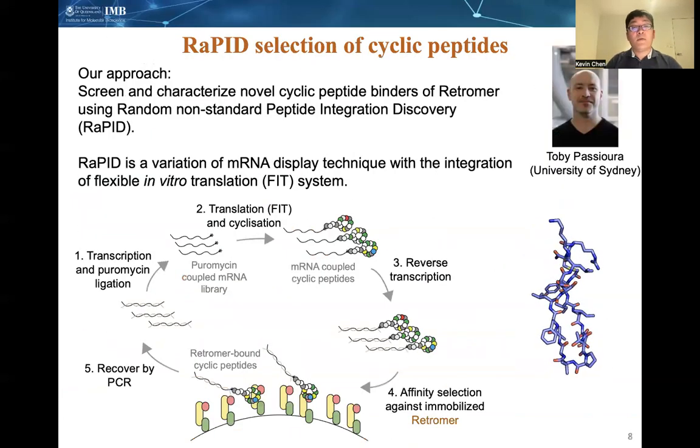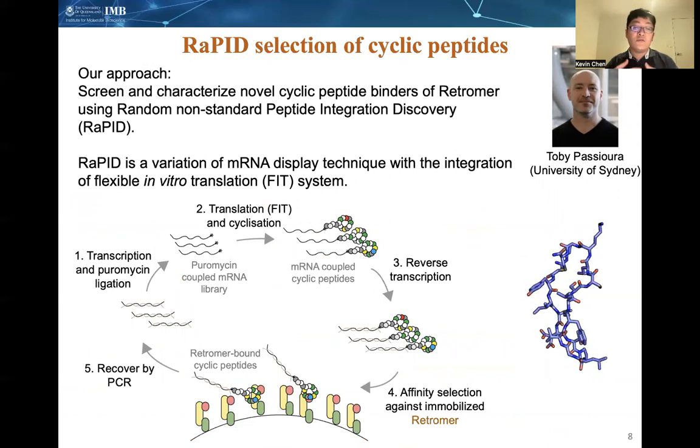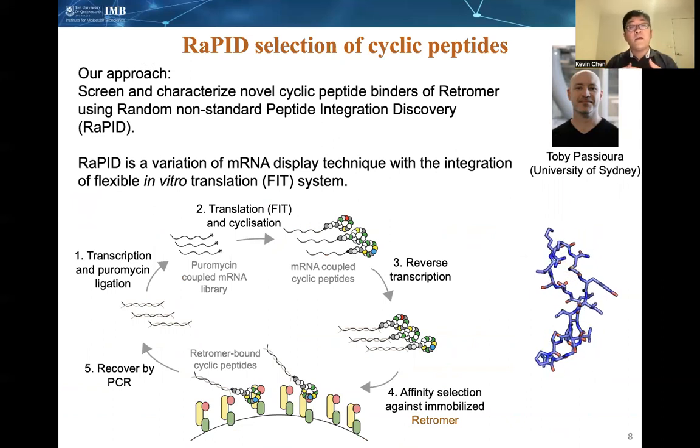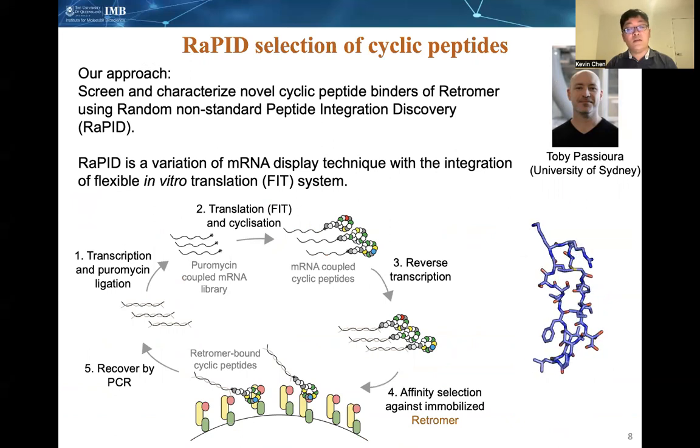So now we're just talking about how we actually start this project. Of course, the whole project is built on our previous knowledge of the retromer from our lab. Instead of going to a small molecule screening, we decided to go for something different, a cyclic peptide, because they are more stable and have a much higher chance to bind to a protein complex such as retromer with high affinity. So how are we going to screen those cyclic peptides?